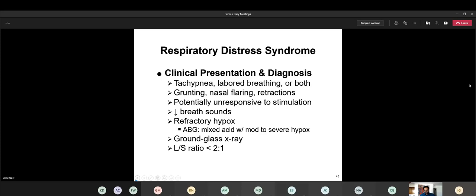The ground glass appearance is characteristic of any type of RDS or ARDS. And then the L/S ratio, greater than 2-to-1 is good. That's mature surfactant, but anything less than 2-to-1, like 1.5 to 1, that's immature surfactant.